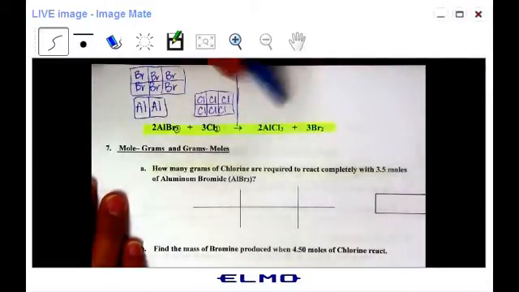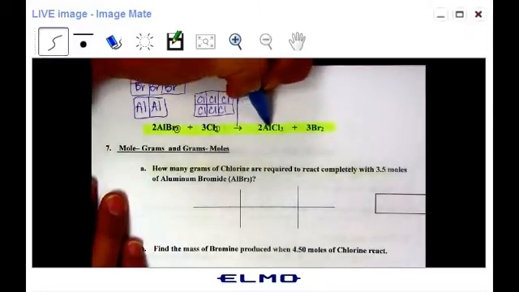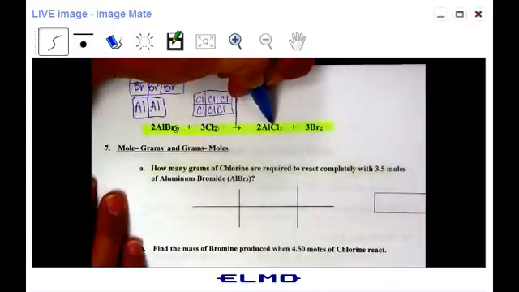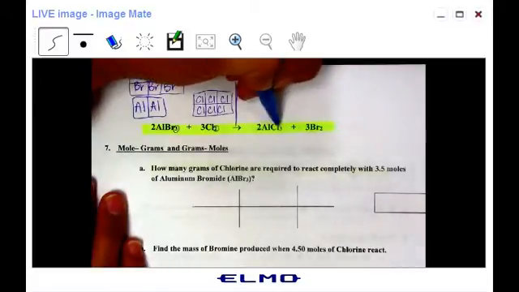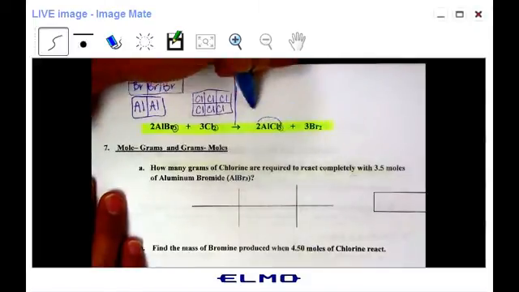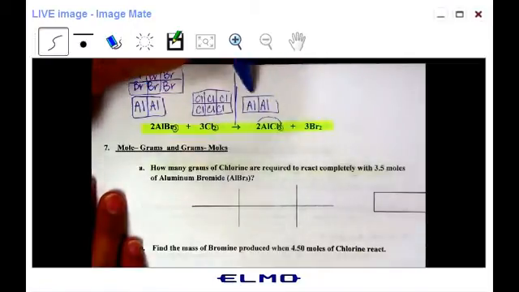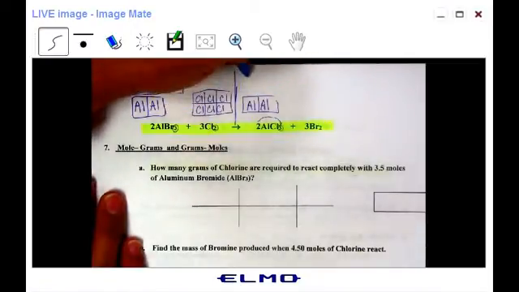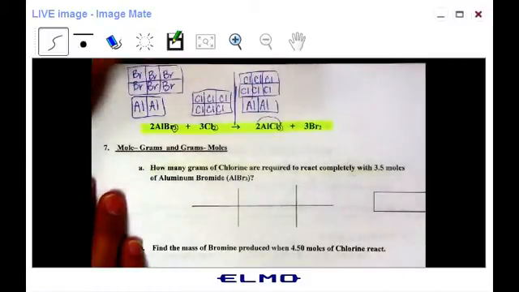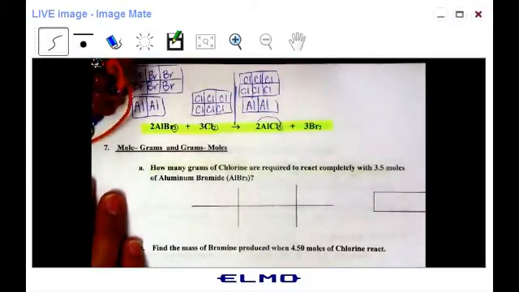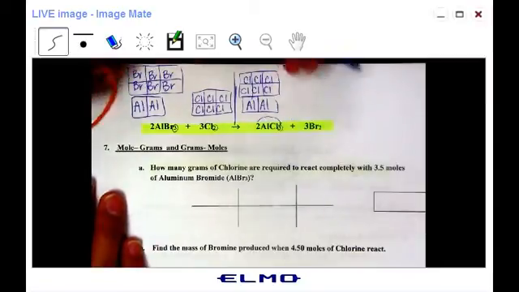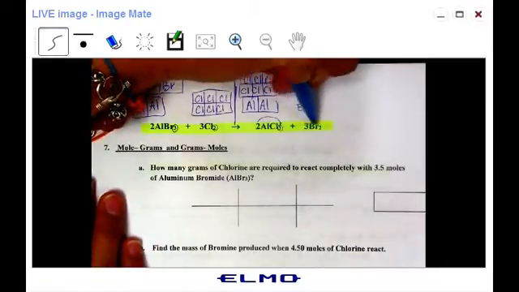Now I'm going to see over here. I have 2 Als. This 2 is for the Al. It's for the Cl2 as well, but because the Cl has the 3, that means it gets multiplied by the 3. But for Al, I only have 2. For Cl, it got multiplied, so now I have 6. How many Brs do I have? Hopefully you said 6. This 3 gets multiplied by the 2.